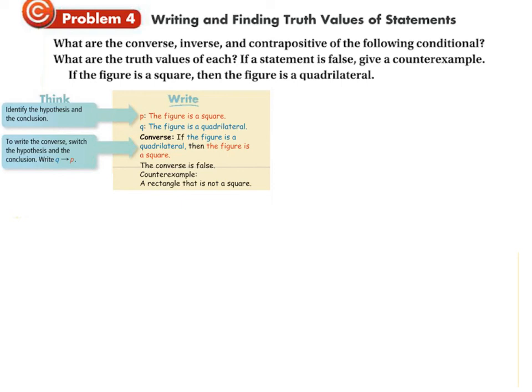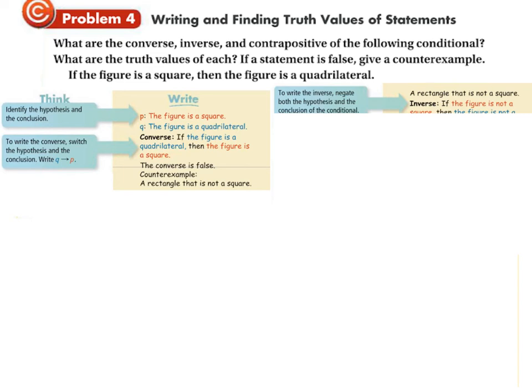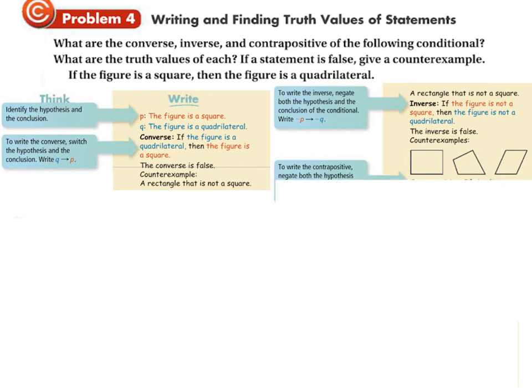We're going to do the inverse now. Remember where we take the negation of each. To write the inverse, negate both the hypothesis and conclusion of the original. So if a figure is not a square, then the figure is not a quadrilateral. Well, again, it's going to have the same truth value as the converse and the same counterexample, which is if it's not a square, it could be a rectangle, doesn't mean it's not a quadrilateral. And they give all of these examples here. These are all four-sided figures, quadrilaterals.